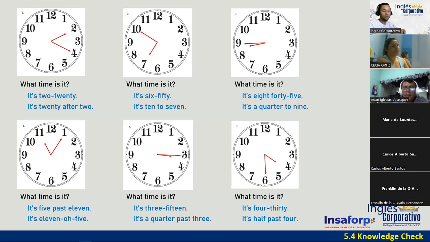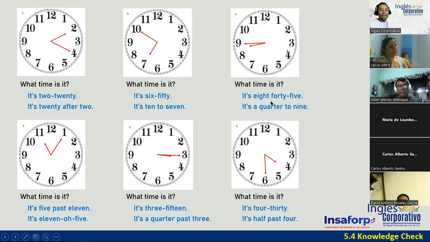Entonces aquí tenemos todas las formas de decirlo. What time is it? It's 2:20. It's 20 after 2. También podemos decir it's 20 past 2. What time is it? It's 6:50 or it's 10 to 7. ¿Verdad? Son las 6:50 o son 10 para las 7.